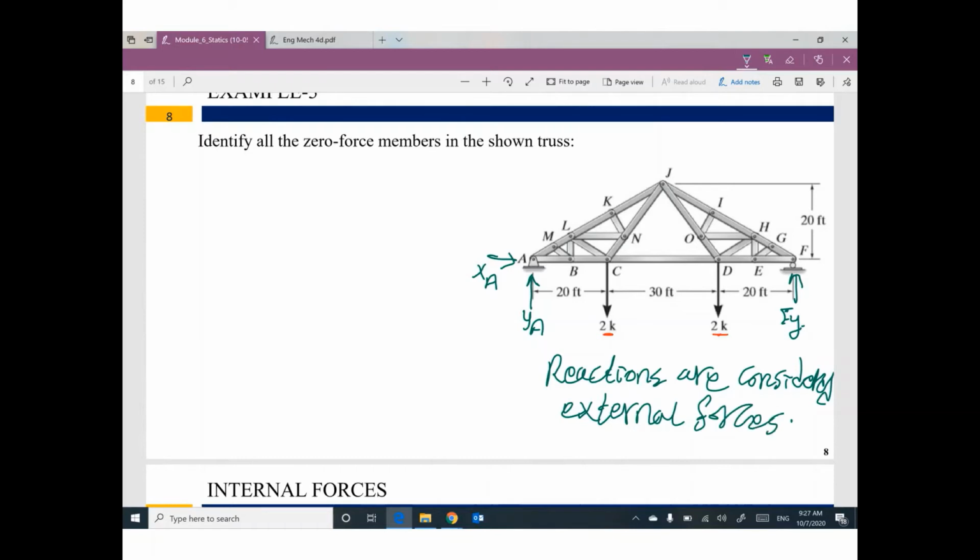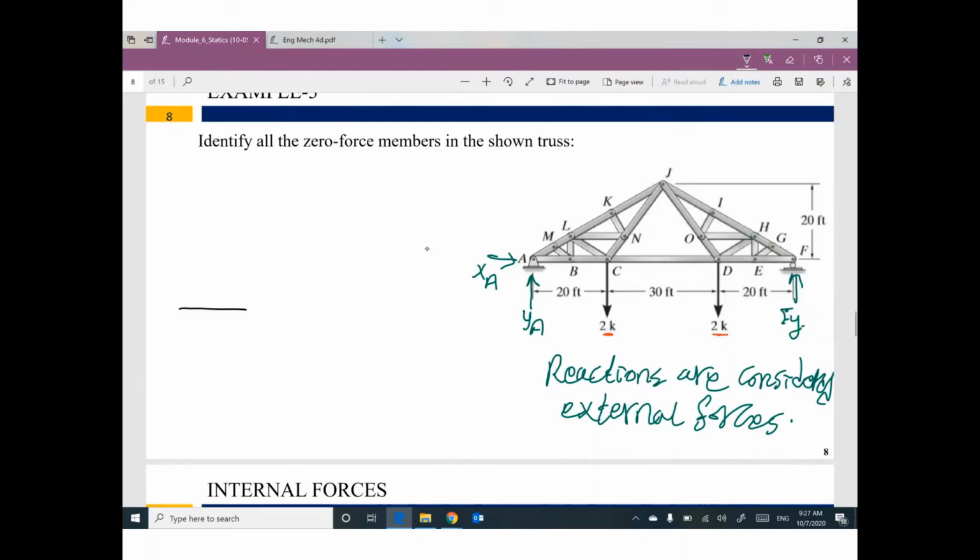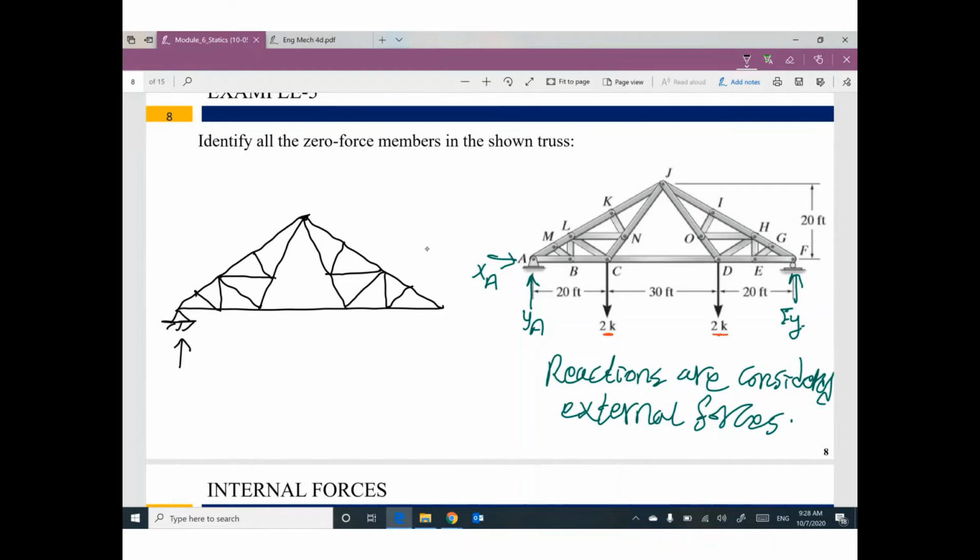Okay? My recommendation to start to solve this problem is to redraw the truss. We have here a hinge, so we have 2 reactions. We have here a roller, so we have 1 reaction, and we have external forces 2 kip and 2 kip. Let's start.